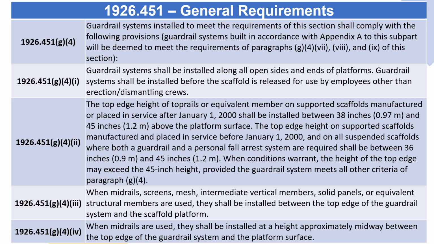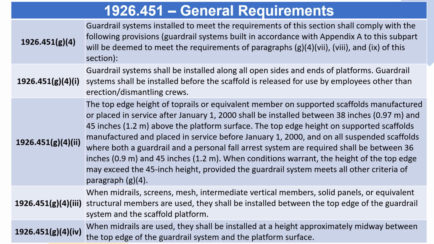Guardrail systems shall be installed along all open sides and ends of platforms. Guardrail systems shall be installed before the scaffold is released for use by employees other than erection/dismantling crews. The top edge height of top rails or equivalent members on supported scaffolds manufactured or placed in service after January 1, 2000, shall be installed between 38 inches (0.97 meters) and 45 inches (1.2 meters) above the platform surface.